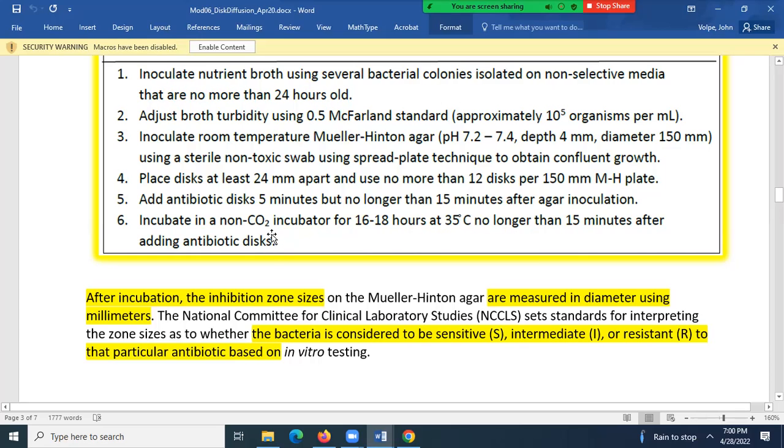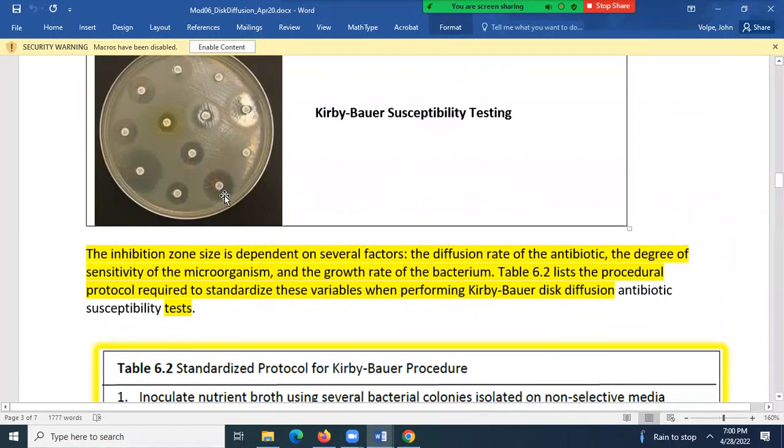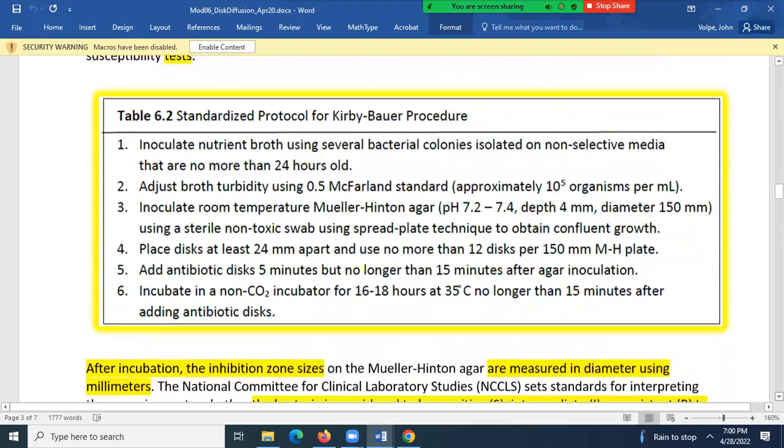And we always incubate in a non-CO2 incubator for a total of 16 to 18 hours at 35 degrees Celsius. And we do all of this to control the variables so that when one person does the Kirby-Bauer disc diffusion, they will have a similar zone of inhibition to somebody else in another part of the world who does the same Kirby-Bauer test. And if we didn't do the standard procedure, that size of zone of inhibition could differ significantly. Any question about any of that?